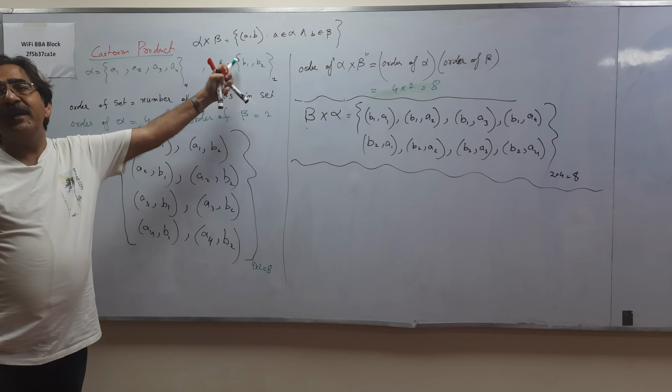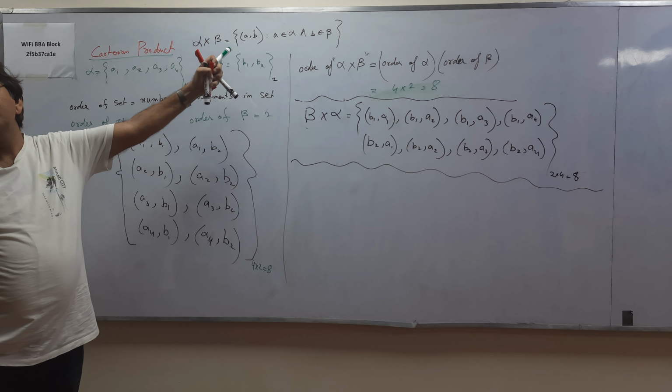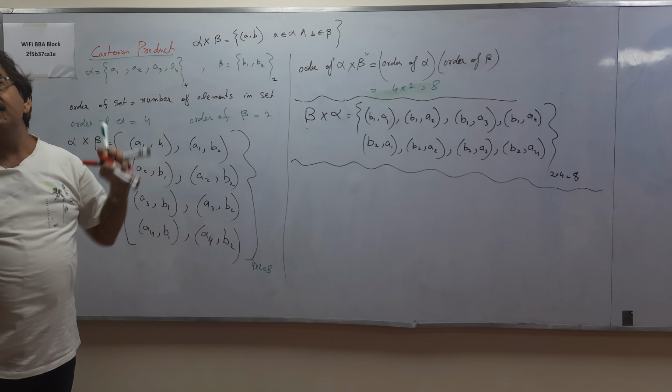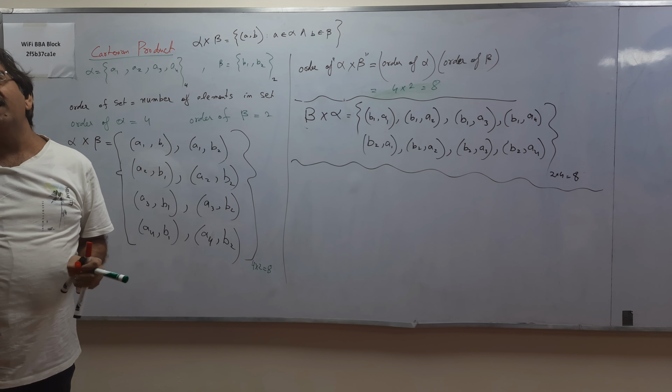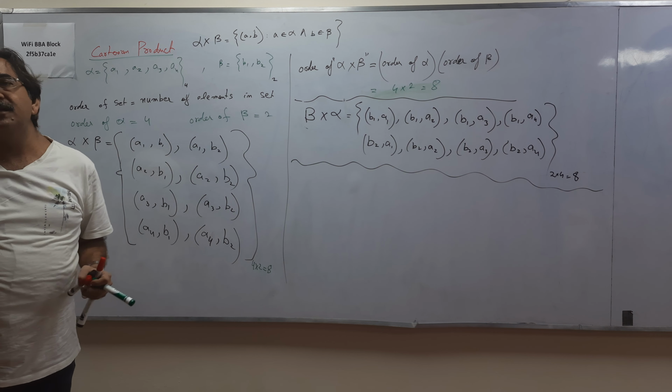How many elements are in beta? 2. How many elements in alpha? 4. So the number of elements represents the order. Okay.